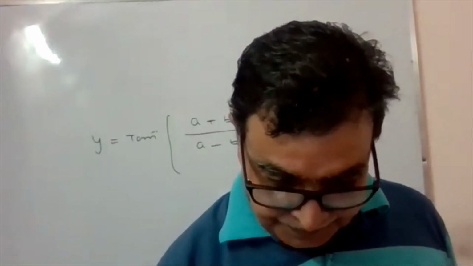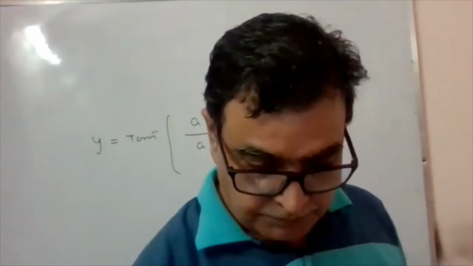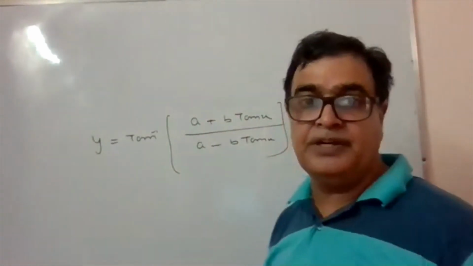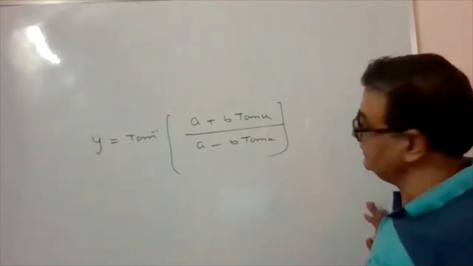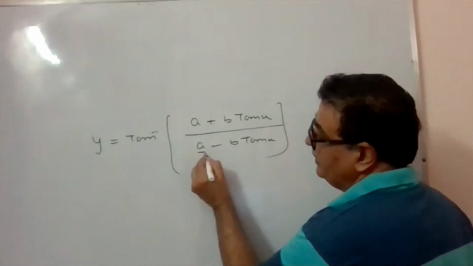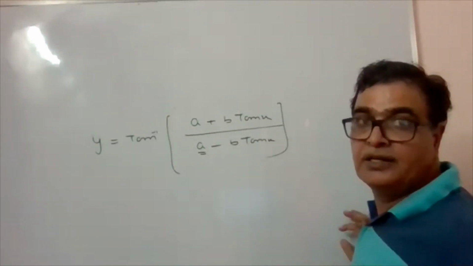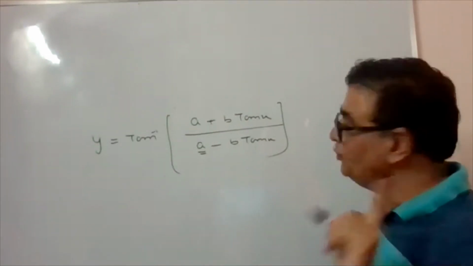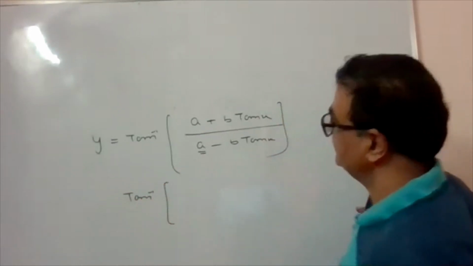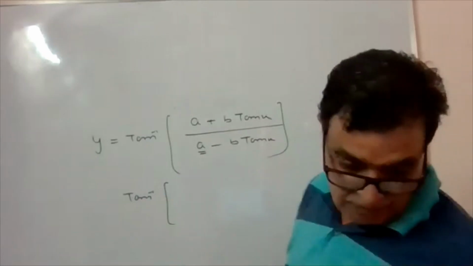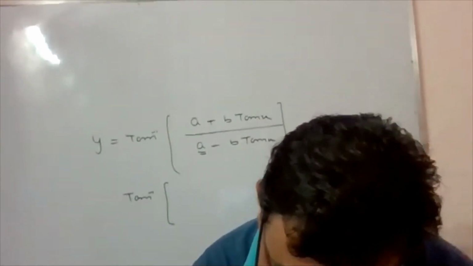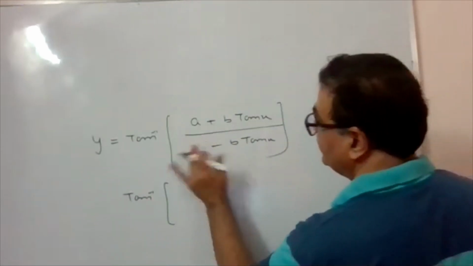Y is equal to tan inverse a plus b tan x by a minus b tan x. I told you this is tan inverse, so it should be in terms of tan. And I told you that this result, you should always create 1. And if you want to create 1, it should be divided by a. So I write down this as tan inverse. One minute, there is a mistake I'm finding. It's b minus a, sorry, here it is b minus.